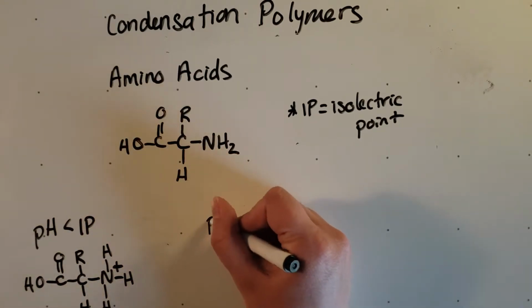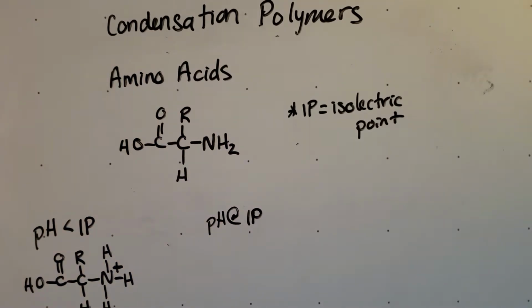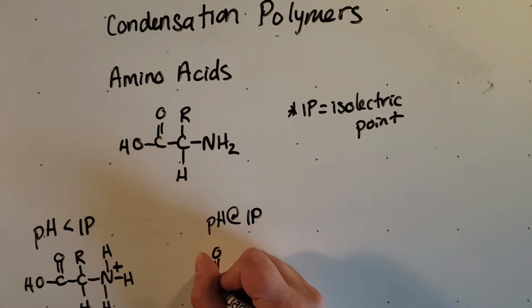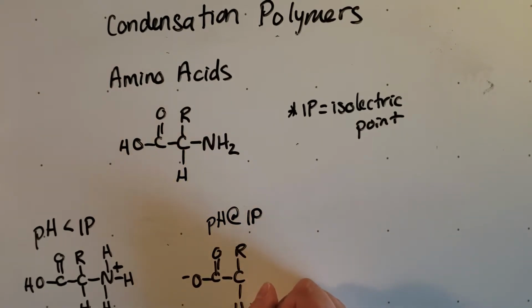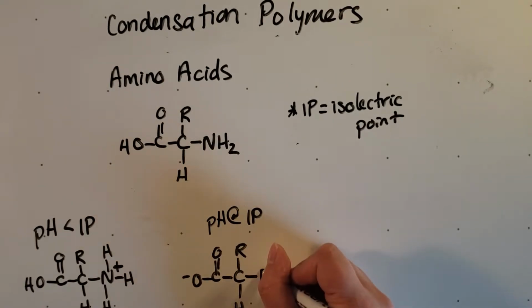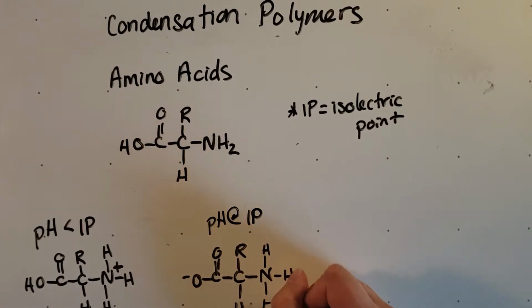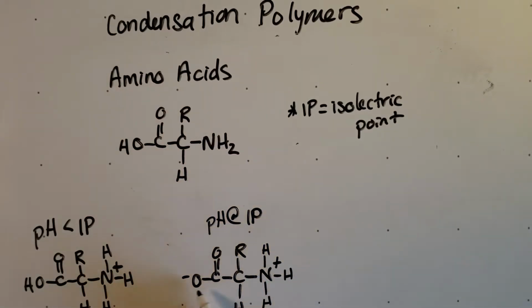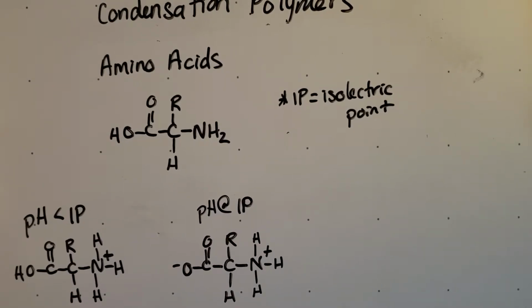Okay, well now if the pH is at the isoelectric point, this is when I said there's going to be no overall charge. So we have our OH minus, and we end up with our NH3 plus. Okay, so yes, we have charges, but the +1 cancels out the -1, so overall there is no charge. Sorry, I'm just going to adjust that so it's visible.